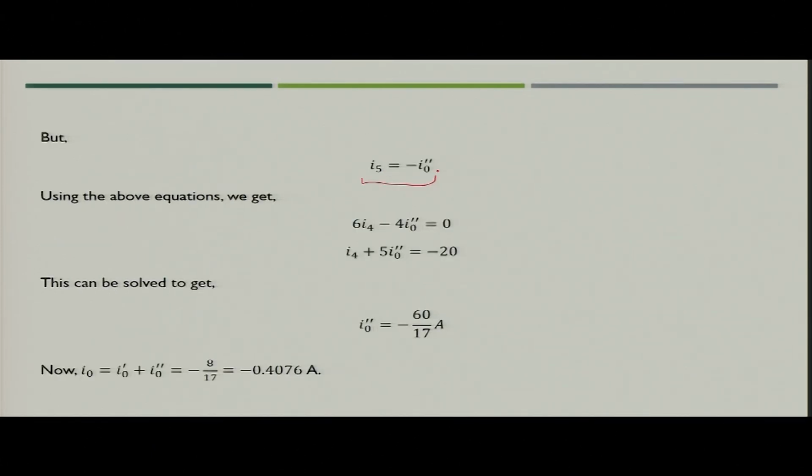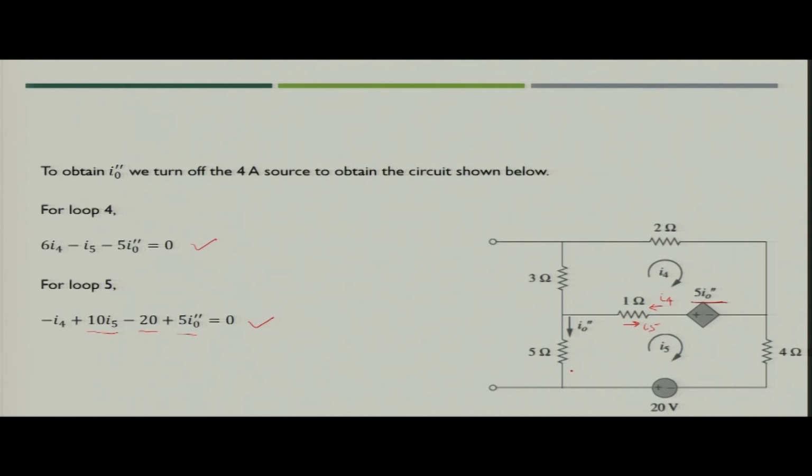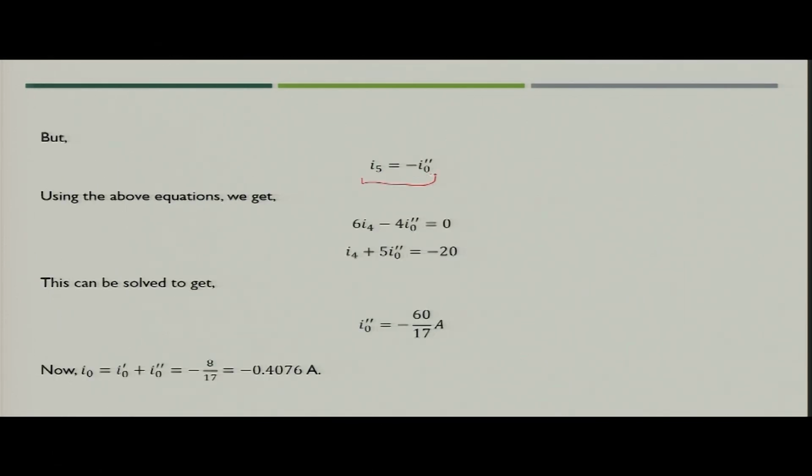Now, I naught double dash is nothing but minus of I5, which you can see from here, because I5 is flowing in the opposite direction of I naught double dash. So, instead of I5 we can write minus I naught double dash in these equations. When we put this in, you will get two equations, and when you solve, you will get I naught double dash as minus 60 by 70 ampere.